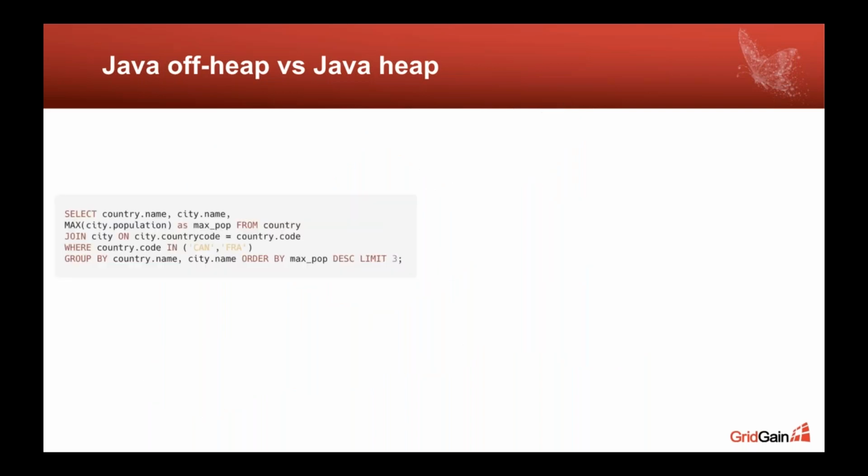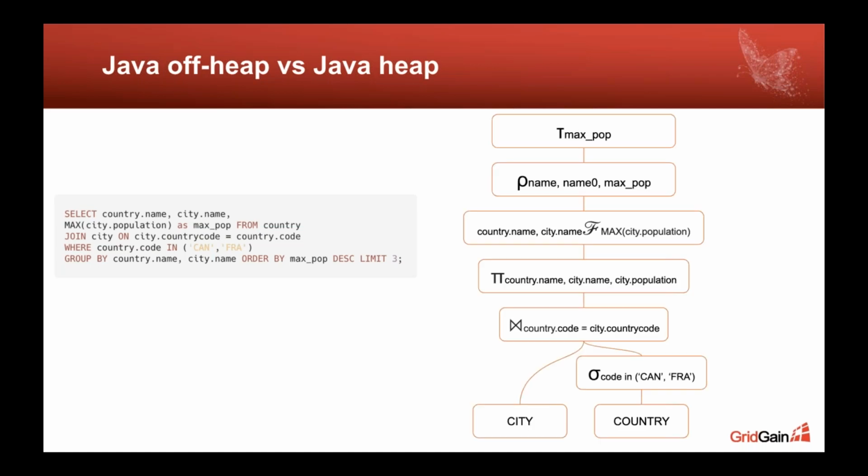So let's describe why it's so. Here we have a simple query like the one Dennis already showed you, and this query might be represented as a relational operators tree. This tree shows how our system executes this particular query. Here we have our tables at the bottom of the tree and relational operators upon them. Here we have filter operators, join operators, projections, aggregations, and so on.